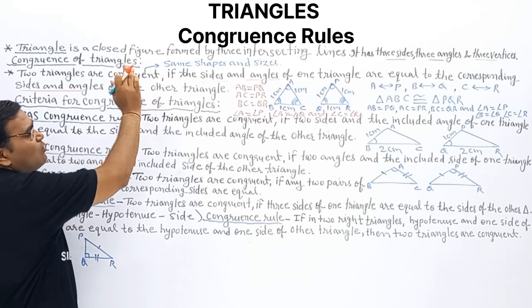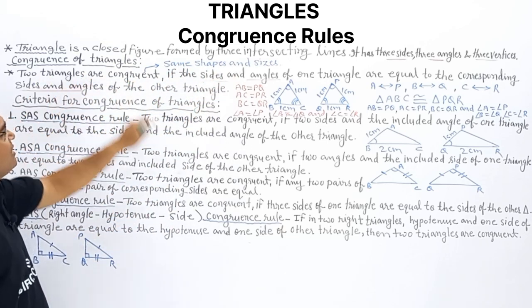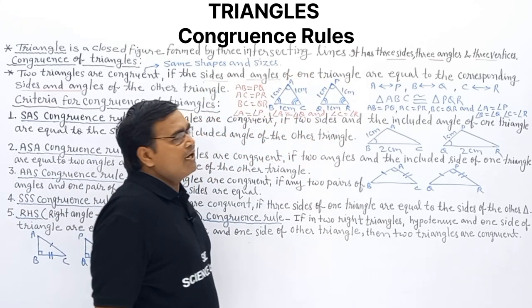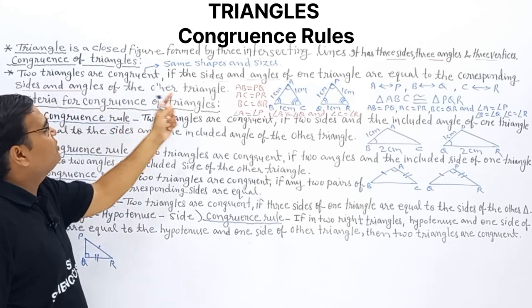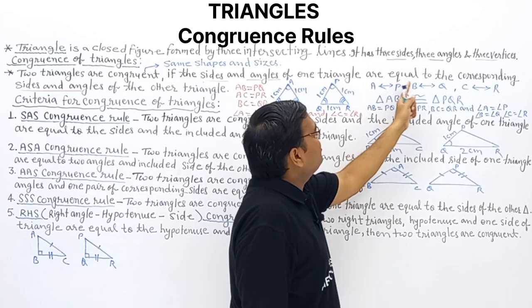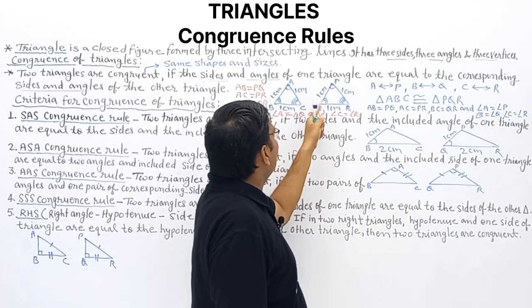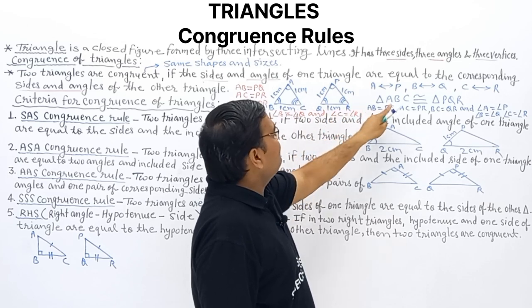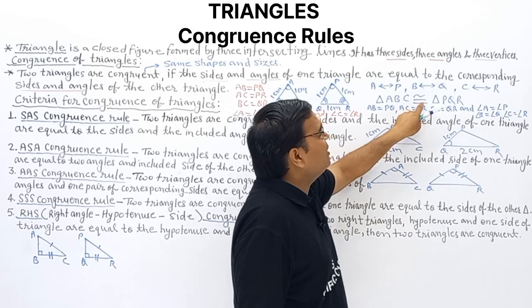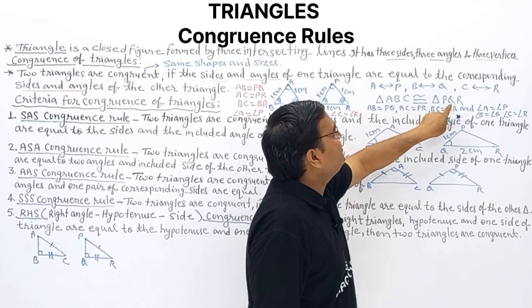So in the congruence of triangles, first we understand the basic meaning of congruent. Congruent means two figures are congruent if they have the same shape and size. Two triangles are congruent if the sides and angles of one triangle are equal to the corresponding sides and angles of the other one. Then we say A corresponds to P, B corresponds to Q, and C corresponds to R. Then we can say triangle ABC is congruent to triangle PQR. This is the symbol of congruence.